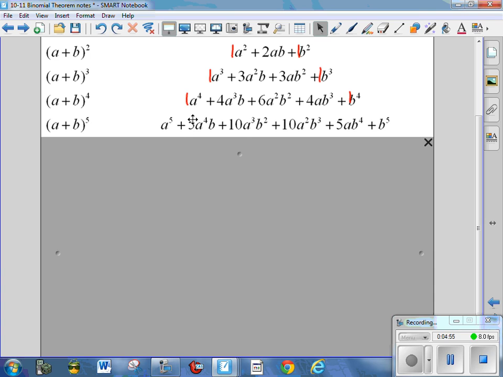Then notice where the 5 and the 10s come from. 5 is 1 plus 4. 10 is 4 plus 6. This 10 is 4 plus 6, and the 5 is 4 plus 1, and then there's a 1 at the end.